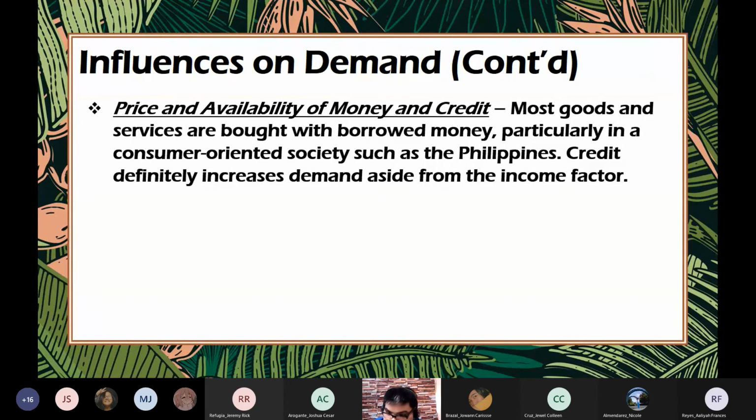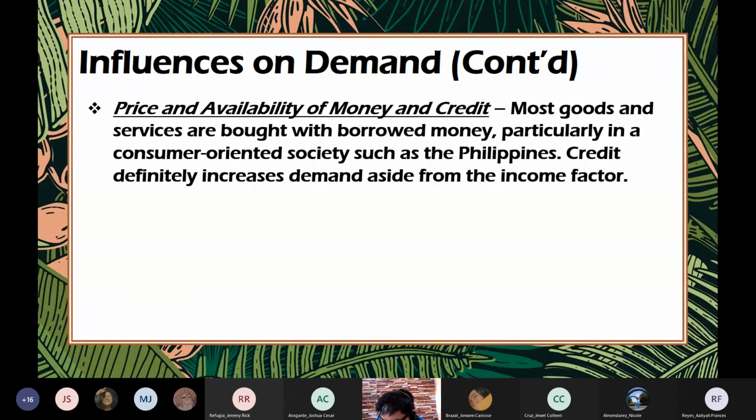Usually naman no, sa Pilipinas and in a greater extent sa Amerika, no, plastic ang pera. Puro utang, credit card, loans. Of course, ito, credit definitely increases demand. Siyempre, meron kang credit, tataas ang demand ng mga items. Kasi kung wala kang credit, walang demand.